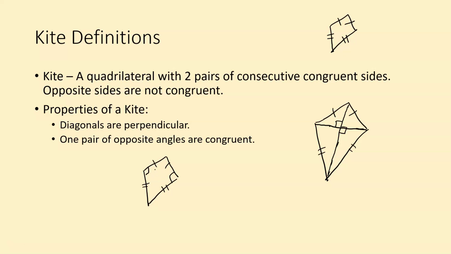The angles that are between the non-congruent sides are always going to be congruent to each other. This angle right here is not congruent to this angle. These two angles are distinct. These two angles are congruent.